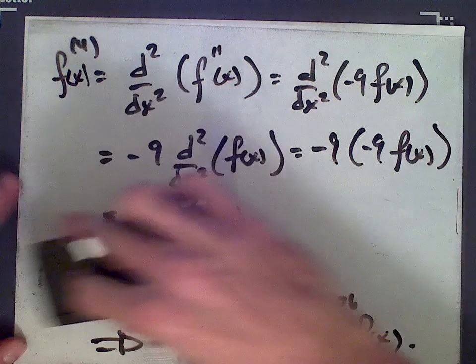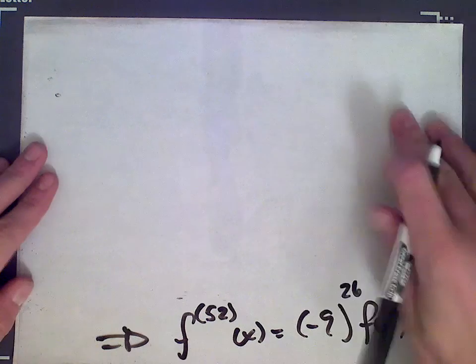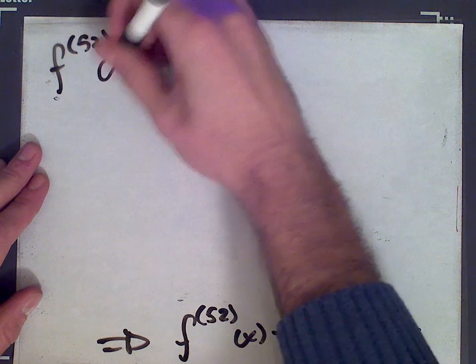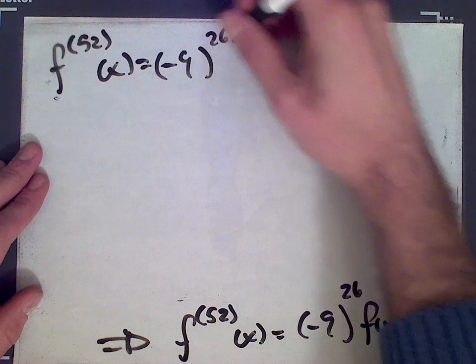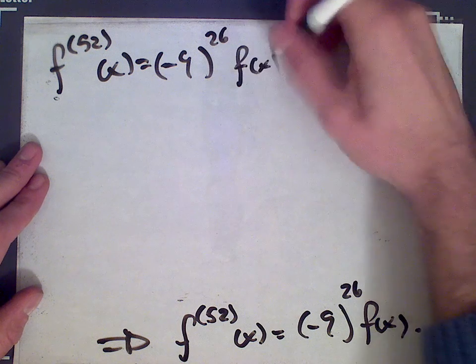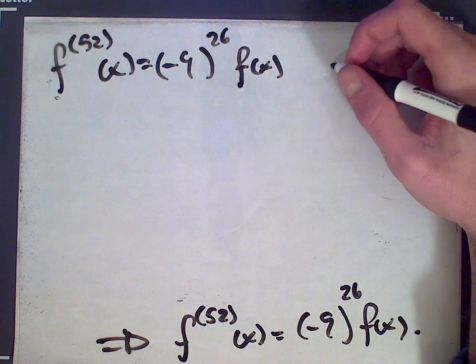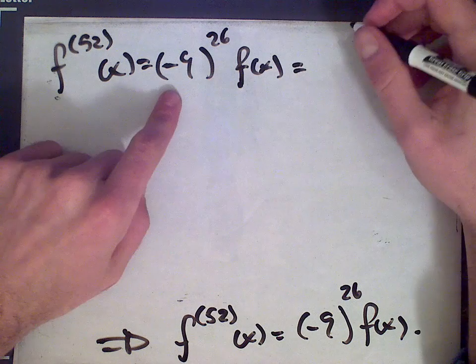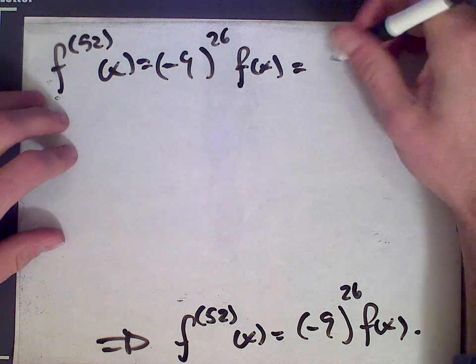Okay, so let's see what we get here. We can simplify this a little bit. So f to the power of 52, evaluated at x, is negative 9 to the power of 26. If you look at the answer choices, if you happen to see the test, all the answer choices are powers of 3. So we can write this as a power of 3. First of all, a negative number to an even power makes that number positive, so we can get rid of the negative.